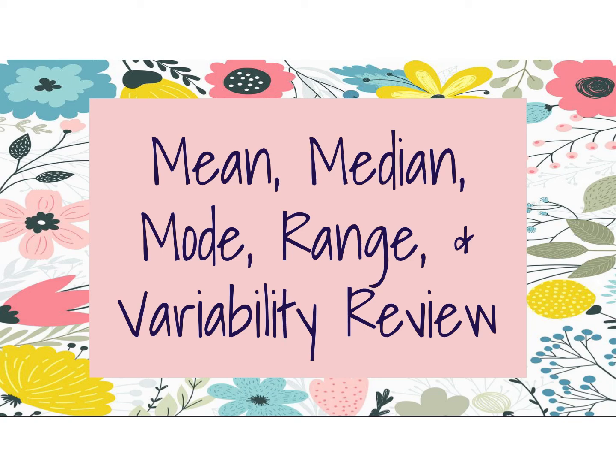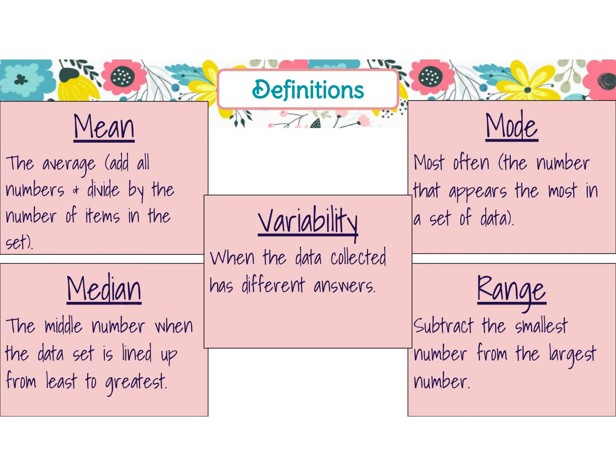Hi guys, today we will be reviewing our measures of central tendency, range, and variability. First, let's review the definitions. The mean is the average of a set of data. To find this, we will add all the numbers together and divide by the number of items in the data set. The median is the middle number when the data set is lined up from least to greatest. The mode is the number that appears the most often in a set of data.